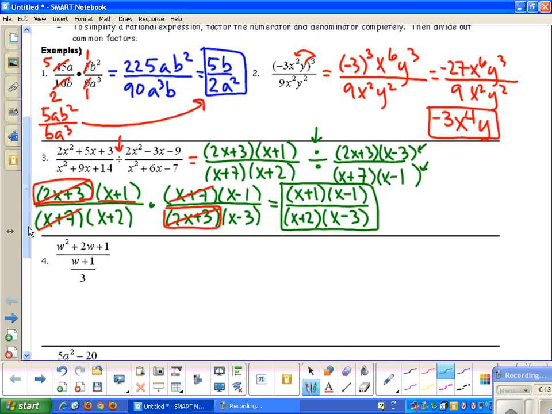For problem number 4, this one's a little bit harder. If you look here, this is the big division symbol, and this is being divided by this term right here. So we have w squared plus 2w plus 1 being divided by w plus 1 over 3. What I would do is rewrite this first, and I'm going to factor that w squared plus 2w plus 1. I want factors of 1 that add up to 2, which would be w plus 1 times w plus 1. And this is being divided by w plus 1 over 3.